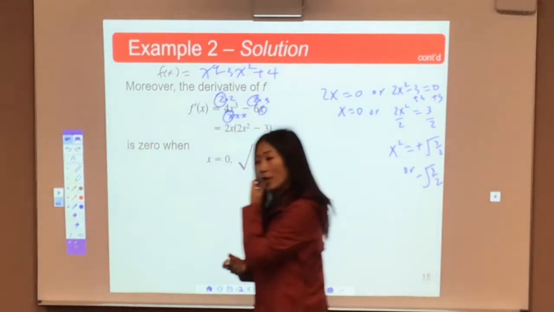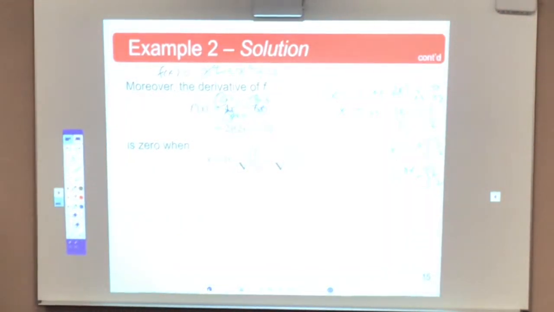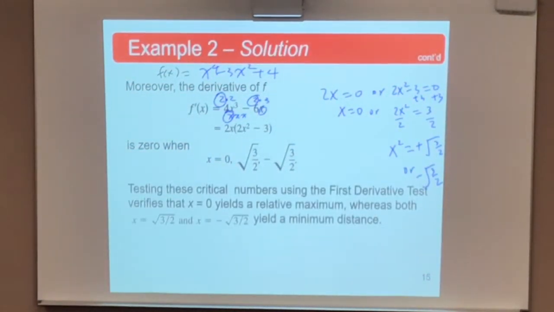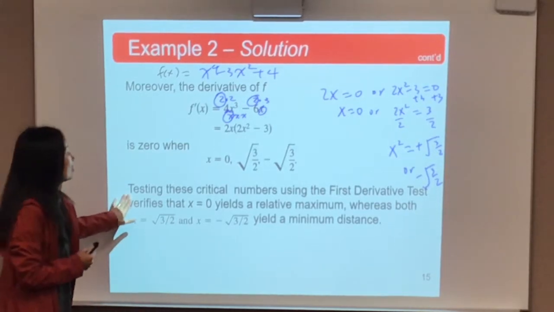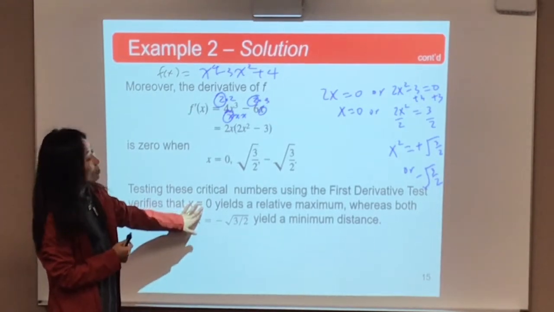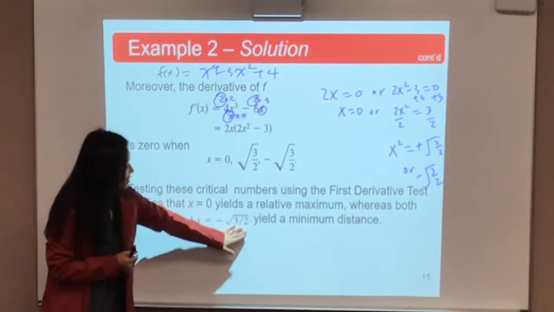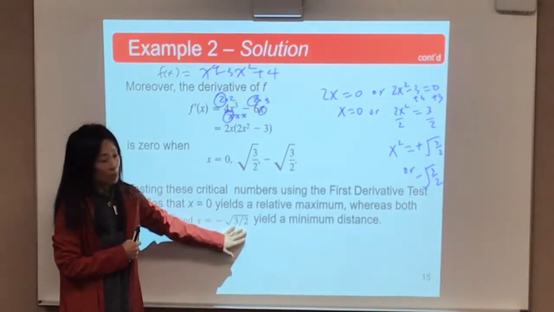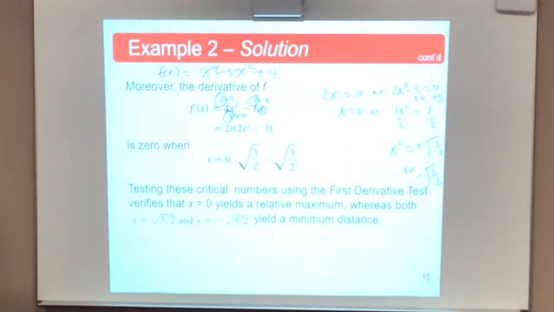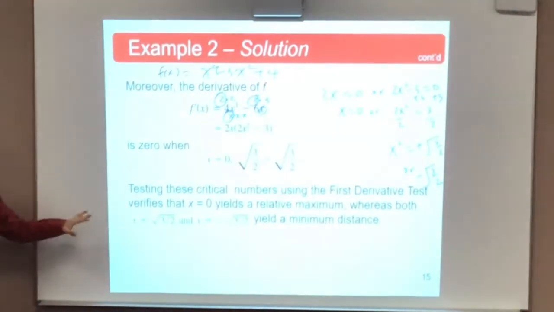And then we want to say, okay, we're definitely not going to use which number? Oh, this case is not a dimension, so you can use whatever number. So in this case, I still have to what? Plug it in. Testing this critical number using the first derivative test verifies that x equals 0 is a relative maximum, whereas both this and this are minimum distance. So how do I do that? What's the first derivative test? I find the regions, and then plug in numbers. So this is what I do, okay.